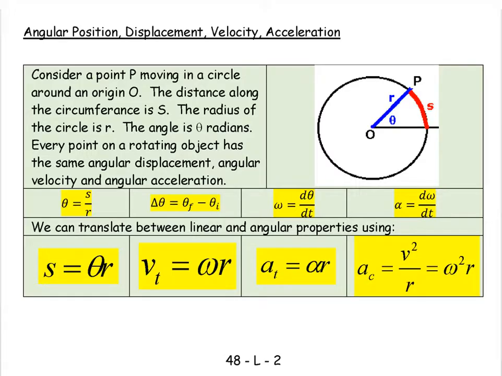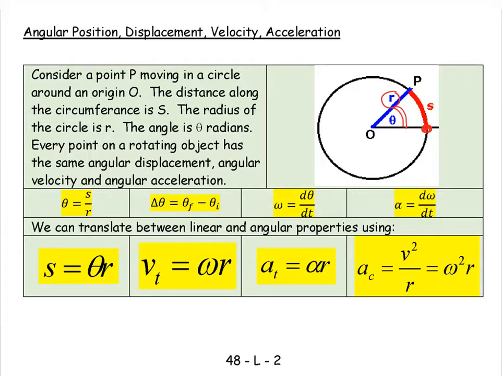This is a slide where we're going to discuss angular position, angular displacement, angular velocity, and angular acceleration. And we begin by looking at a circle. Imagine a particle moving in a circle. It begins at one position and it moves s meters around the arc of the circle. The circle is r meters in radius, and that defines an angle theta.